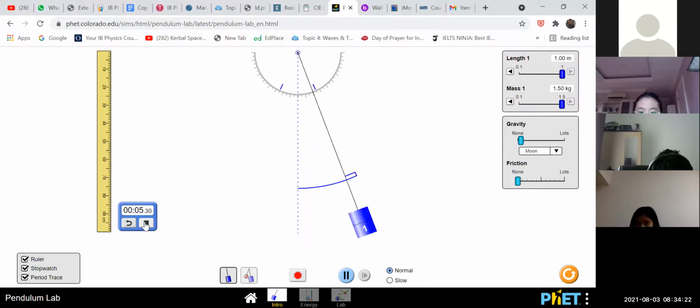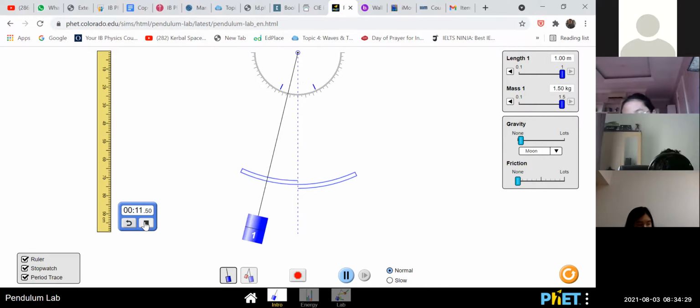One oscillation. Even you can see that the oscillation is small. Second, it is going slowly. It is oscillating slowly, so the time period is going to increase.